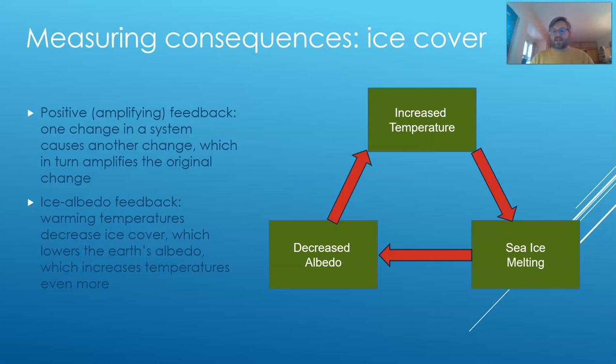Once there's no more sea ice, you can't continue to increase the albedo by melting away that sea ice. So this is an illustration of a positive or amplifying feedback where we get increased temperature, leads to sea ice melting, leads to decreased albedo, leads to increased temperature again.